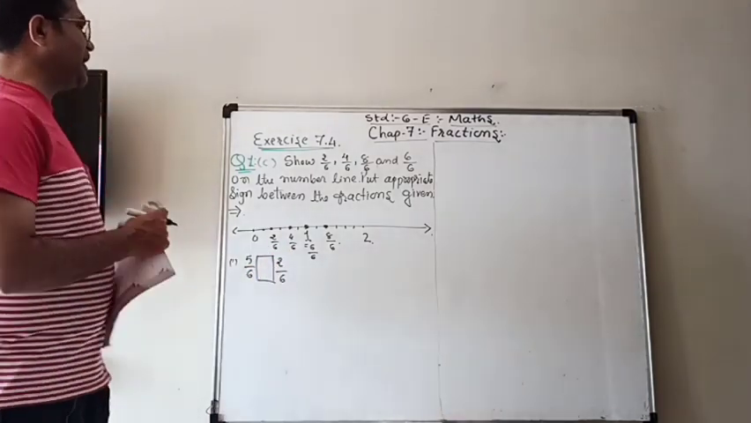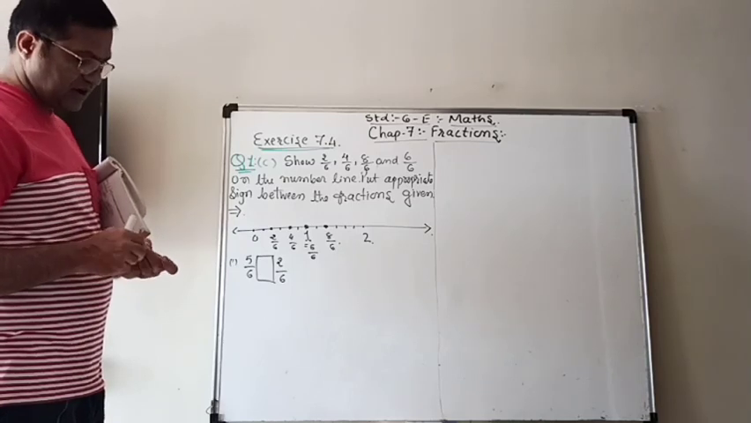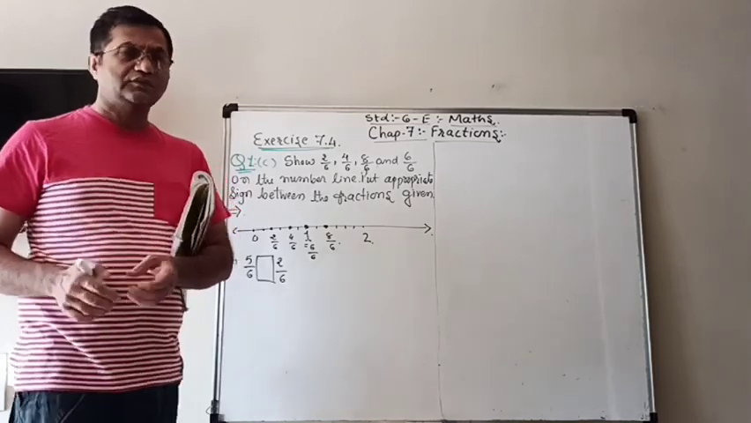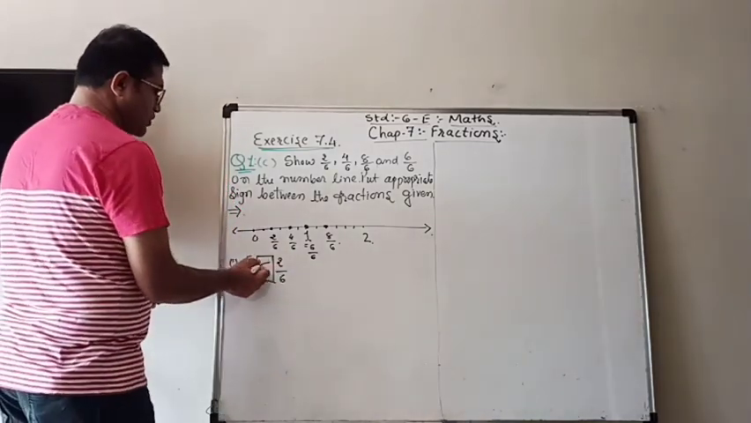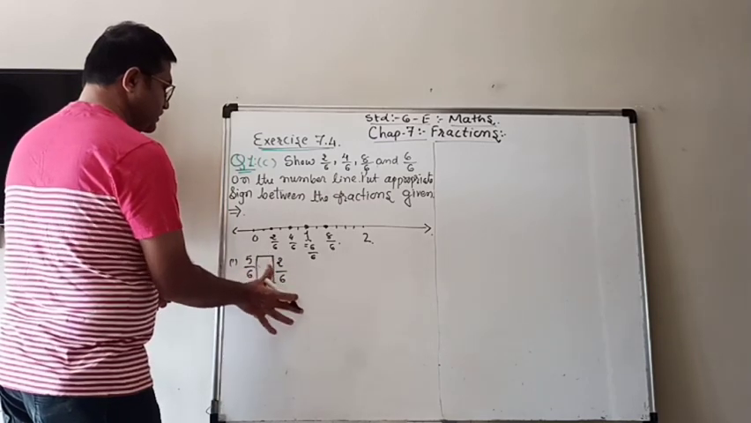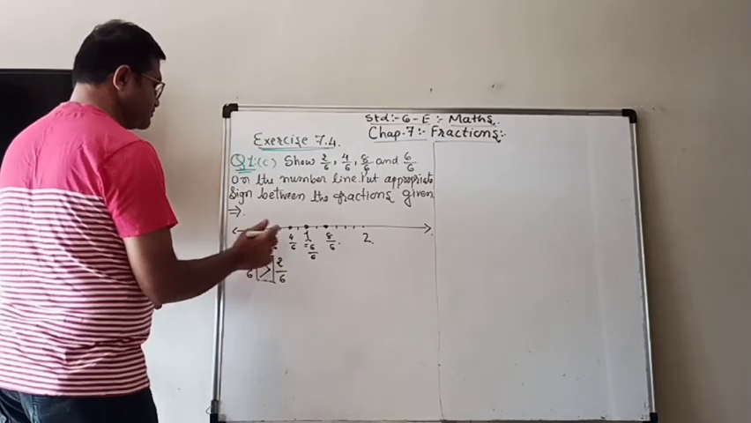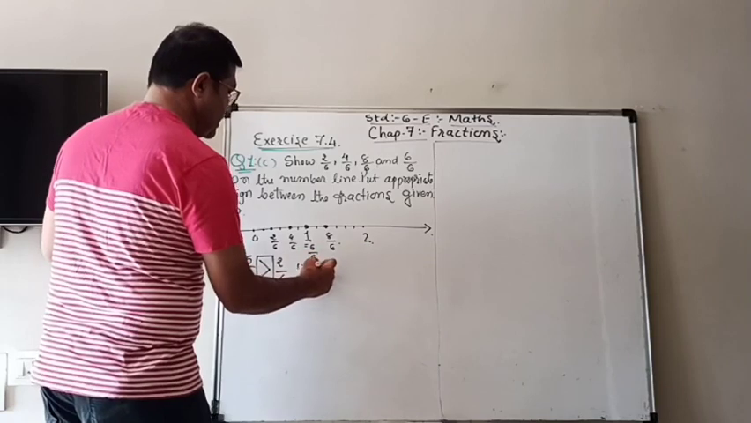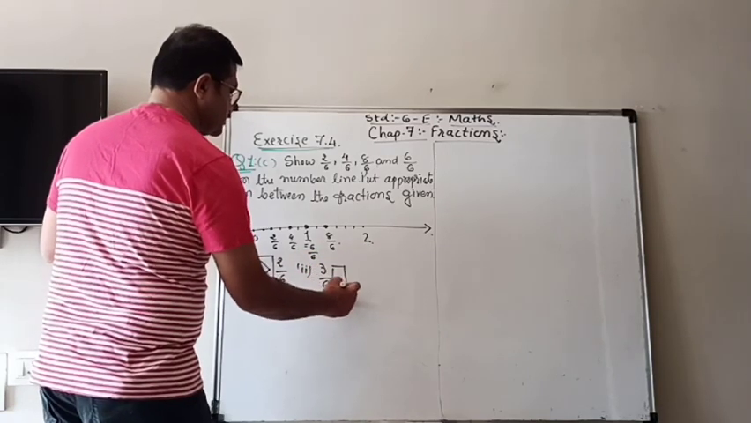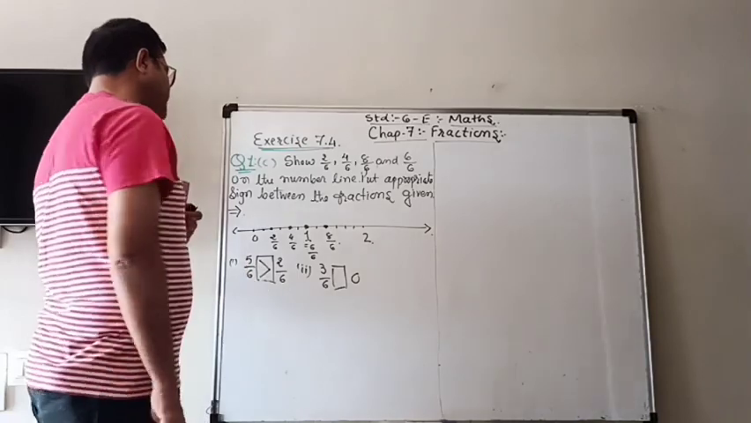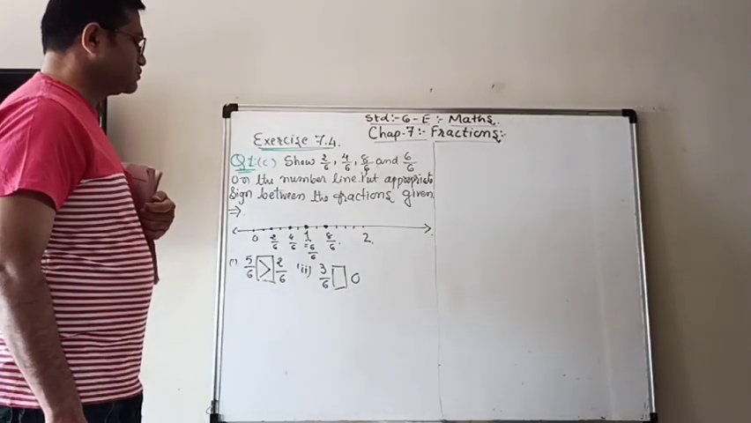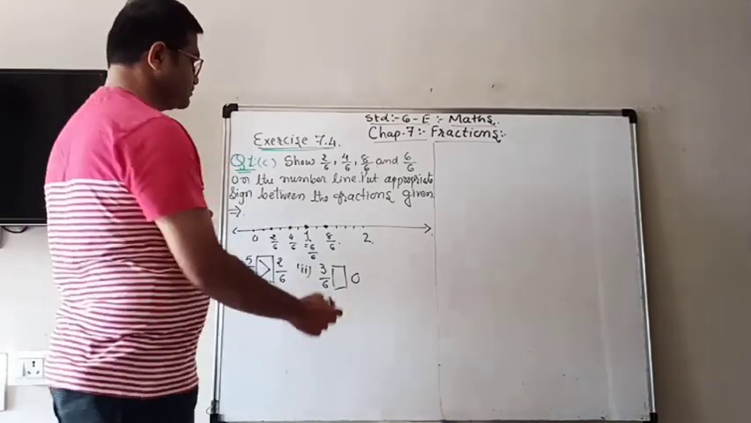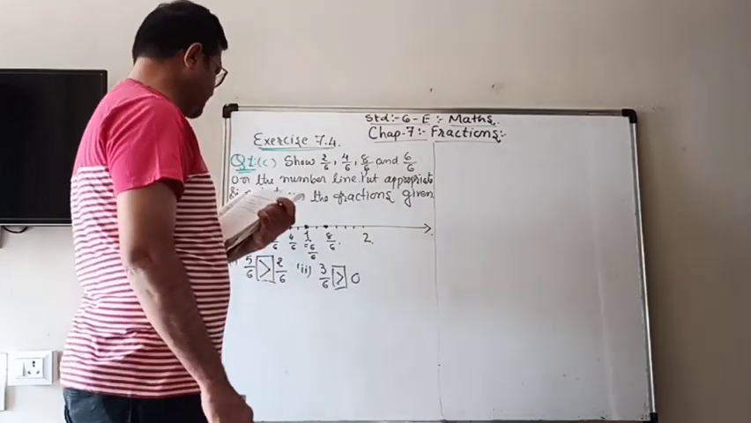Now we know that when they are like fractions, meaning having the same denominator, then just check the numerator. So here 5 is greater than 2. So 5 by 6 is greater than 2 by 6. Second one, 3 by 6 and 0. We always know that all fractions, positive numbers, are greater than 0. So 3 by 6 is greater than 0.